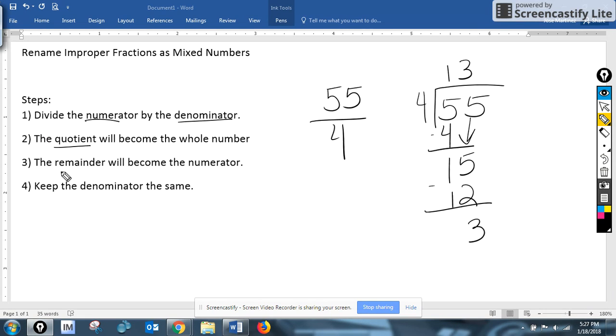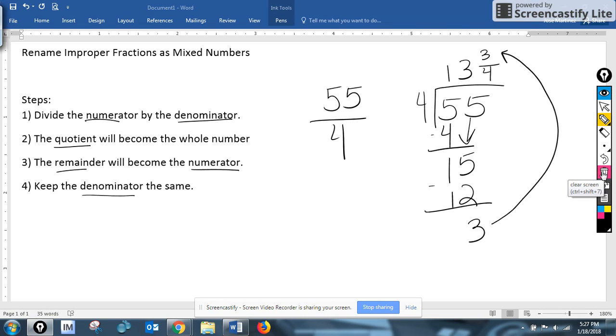Step number 3 says that the remainder will become the numerator for my mixed number. So I'm going to bring it to the top, and I'm going to write a little 3. Now that's my numerator now. And step number 4 is keep the denominator the same as when I started. So if my denominator was 4, I'm not going to change it. I'm going to leave it as 4.